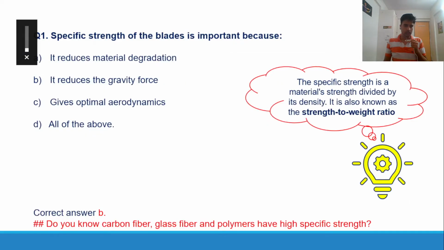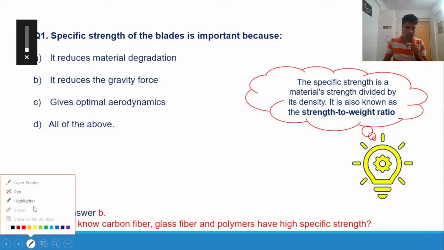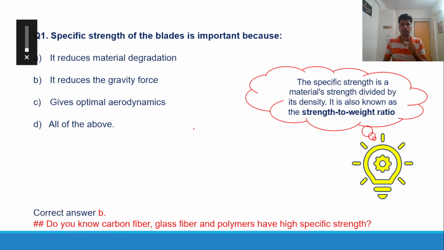Okay, the first question is why specific strength of the blades is important. When we talk about wind energy, it has to be taken from a wind turbine or windmill. So there are two forms: one is through a wind turbine, and another is a windmill.